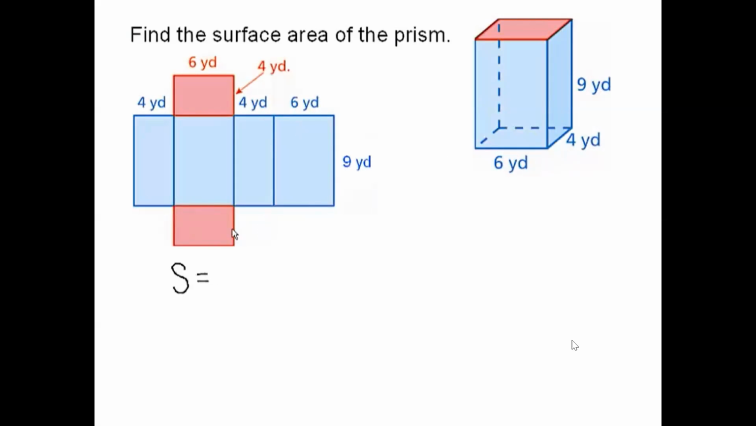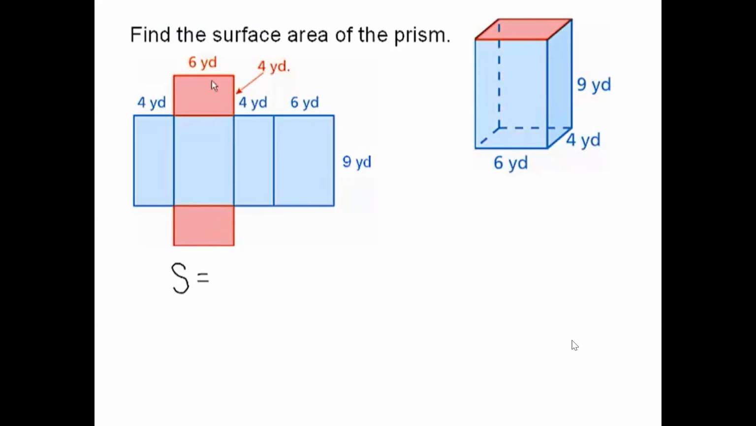We will find the area of each of the rectangles that make up the net. The two red rectangles are the bases, and the four blue rectangles are the lateral faces. So, to start finding the surface area, let's first group together our bases.